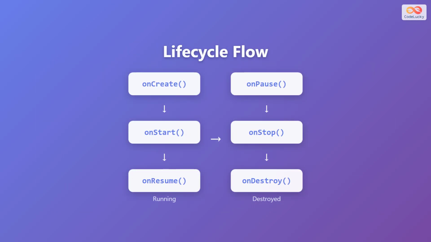Let's visualize how these lifecycle methods flow together. When an activity starts, it goes through onCreate, then onStart, and finally onResume. At this point, the activity is running and the user can interact with it. When the user leaves the activity, it goes through onPause, then onStop, and finally onDestroy when it's completely removed from memory. This flow shows how an activity progresses from creation to destruction. Understanding this flow is essential because it tells you exactly when to initialize resources, when to pause operations, and when to clean up. By implementing the appropriate lifecycle methods, you can ensure your app behaves correctly at every stage.